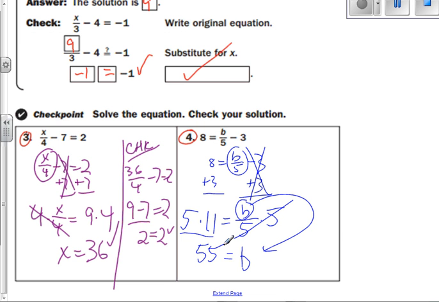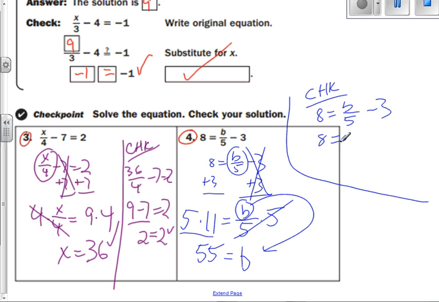So let's do our check here. So my check, kind of writing outside the box, ain't I? So I have 8 is equal to b divided by 5 minus 3. 8 is equal to 55 divided by 5 minus 3. 8 is equal to 11 minus 3. 8 is equal to 8. This check works out, so therefore I know my solution is correct.